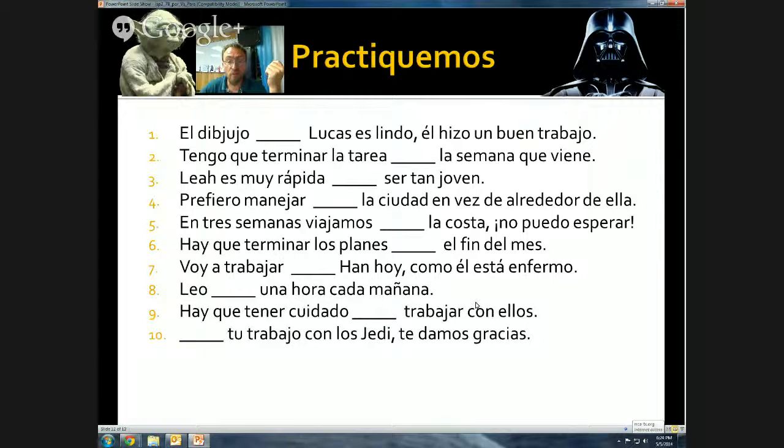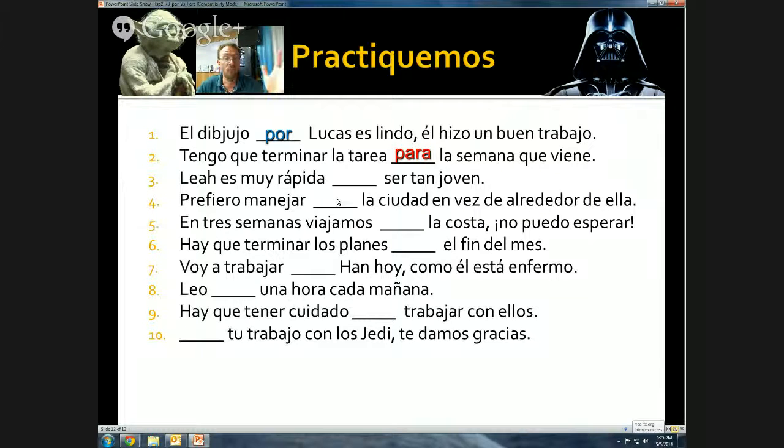El dibujo por o para. Por. La tarea para la semana. Why is this one por Lucas? How do we know he was the one that did it? He was the creator. Because él hizo un buen trabajo. That'll do it. La tarea para la semana que viene. Oh, I forgot my S. Oh well. Tengo que terminar la tarea.